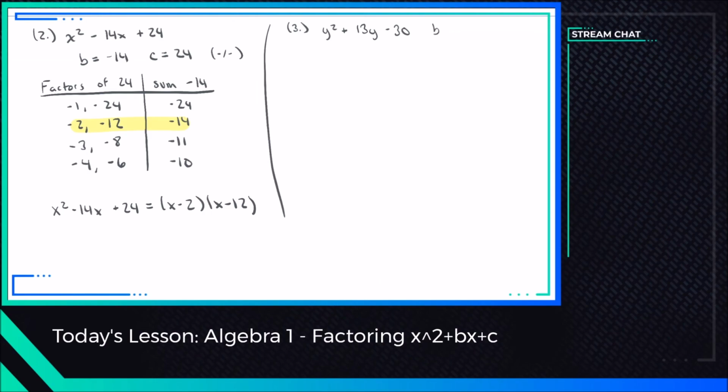Here we're going to identify that b is equal to a positive 13 and c is equal to a negative 30. And so if c is a negative number, we need to go ahead and make our signs opposite. So b is going to be equal to 13. Oh, we already wrote that down, didn't we? So since c is a negative number, we need to have opposite signs. So we're going to have a plus and a minus. So we have to list all the different factors of a negative 30, and we're going to see what sums to 13.